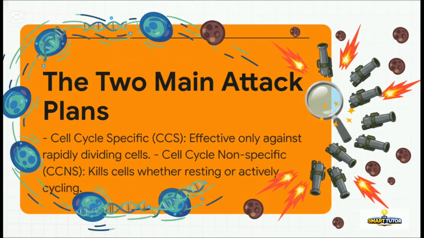Now, on this battlefield, we really have two fundamental attack plans. The first is what we call cell cycle specific, or CCS for short. These are like highly trained snipers. They only work during a very particular phase of the cell cycle, say right when the cell is busy copying its DNA. The second plan is cell cycle nonspecific, or CCNS. These are more like heavy artillery. They can damage a cancer cell at pretty much any point in its life, whether it's actively dividing or just kind of hanging out and resting.